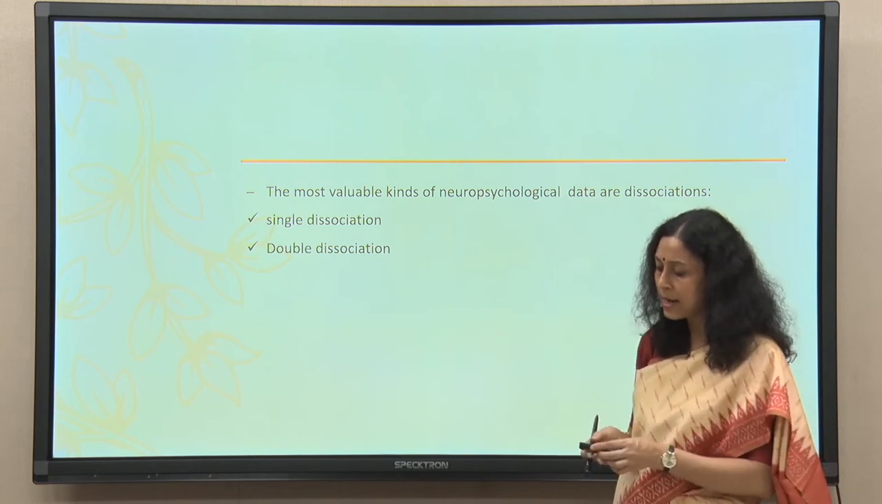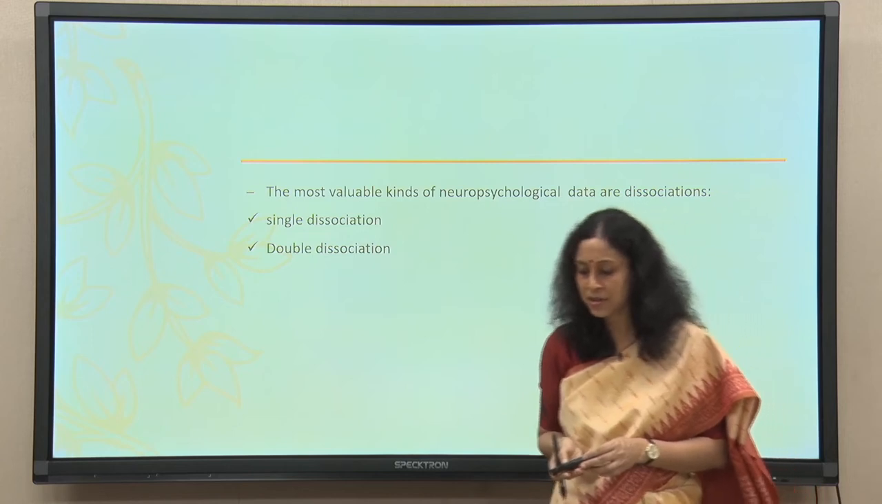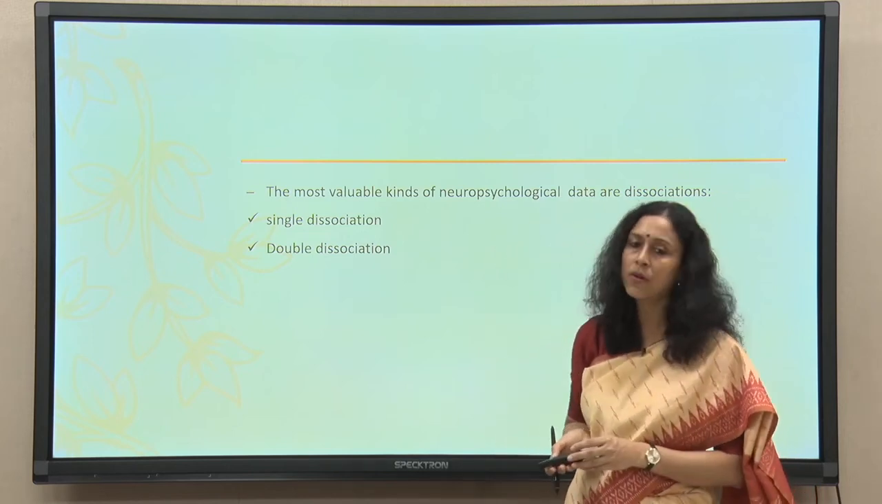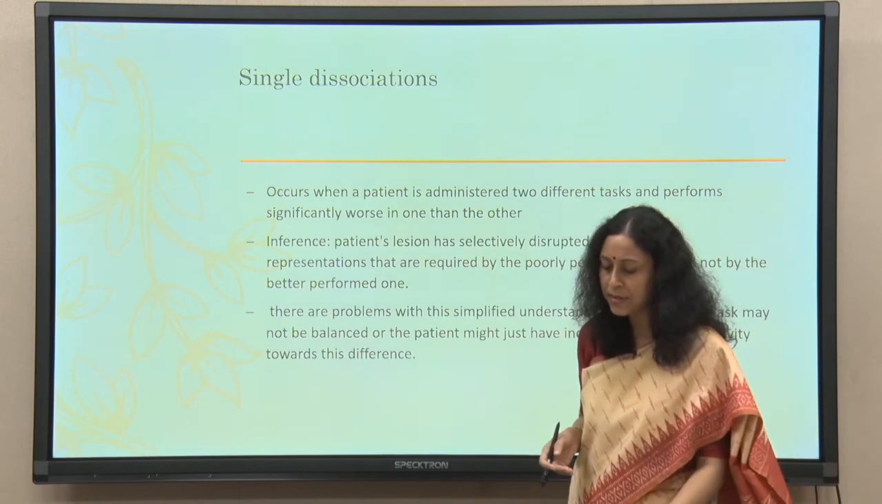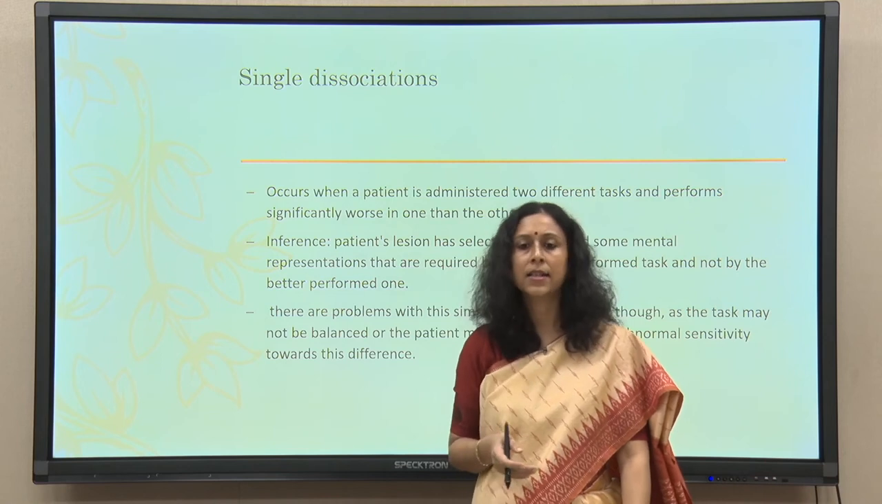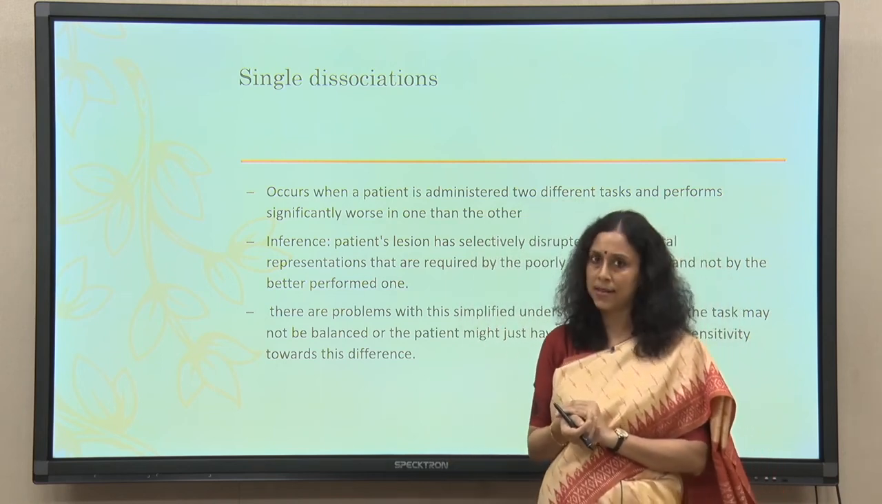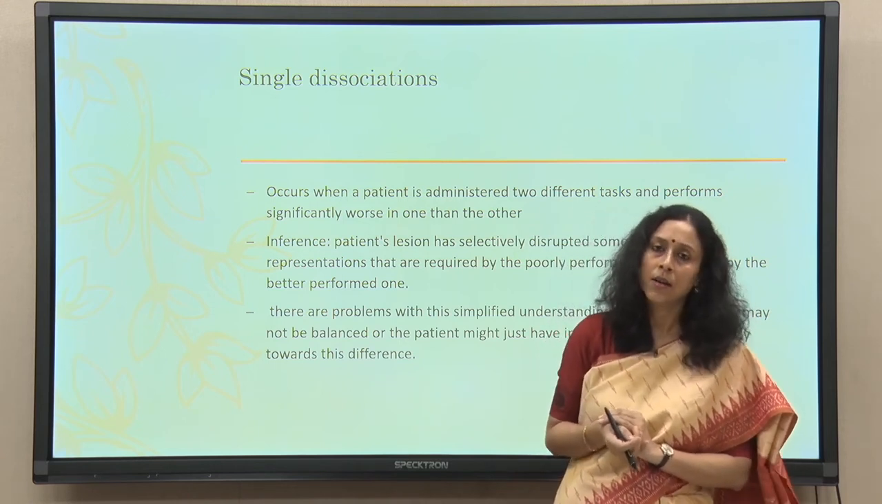There are two kinds of data that researchers typically work with. They are called dissociation data, so neuropsychological data of dissociations. There are two kinds of dissociation, single and double. The single dissociation basically refers to a scenario when a patient is administered two different tasks, and he performs worse in one compared to the other.